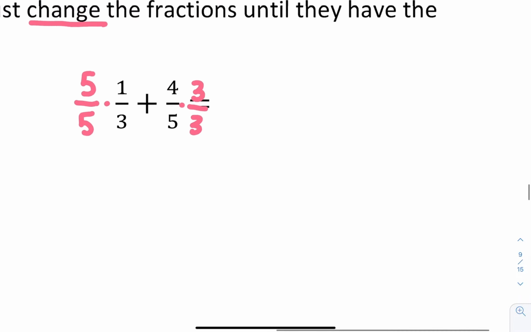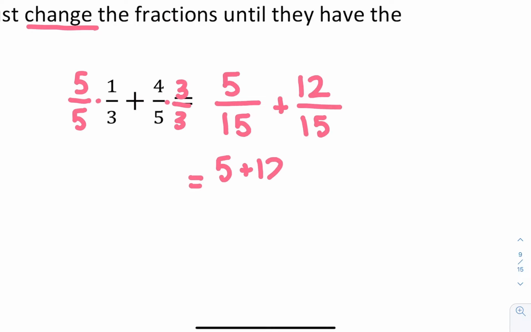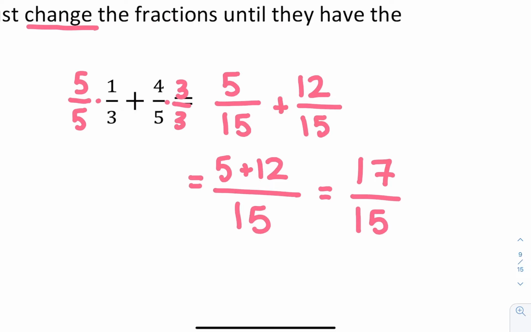Now let's see what we end up with. We have 5 over 15 plus 12 over 15. Notice now we have common denominators, so I can add my numerators. So this becomes 5 plus 12 over 15, which is 17 over 15.